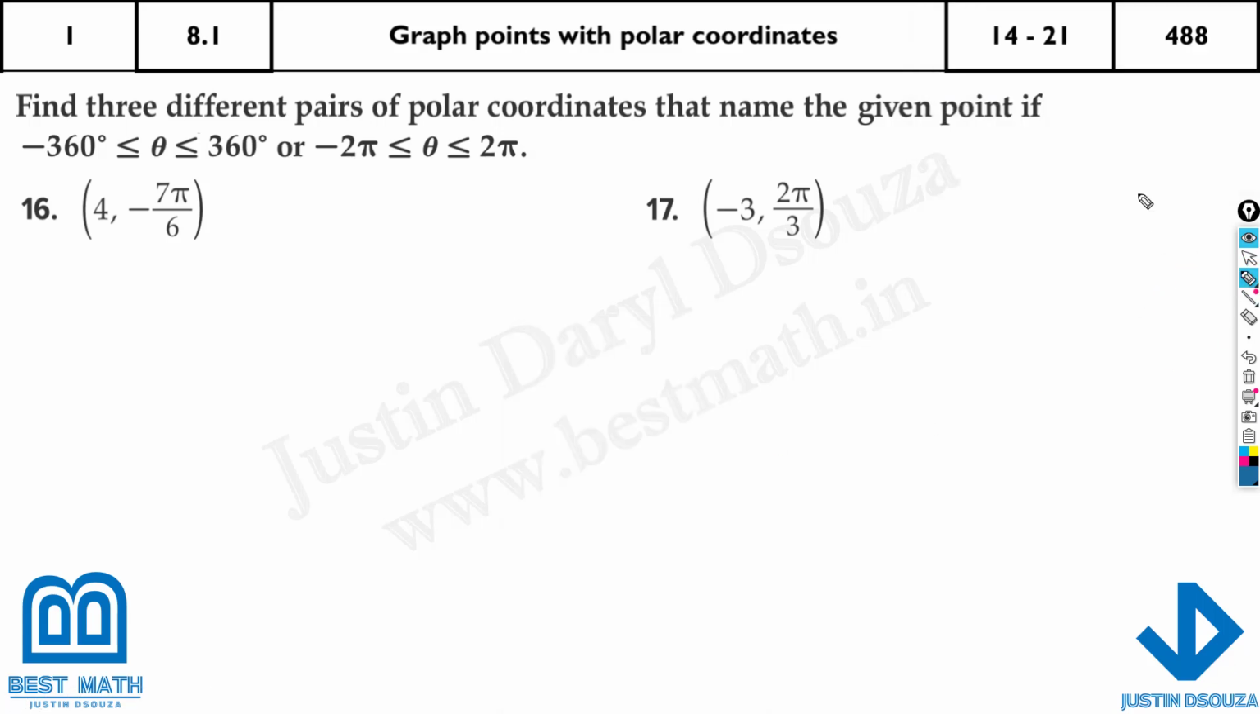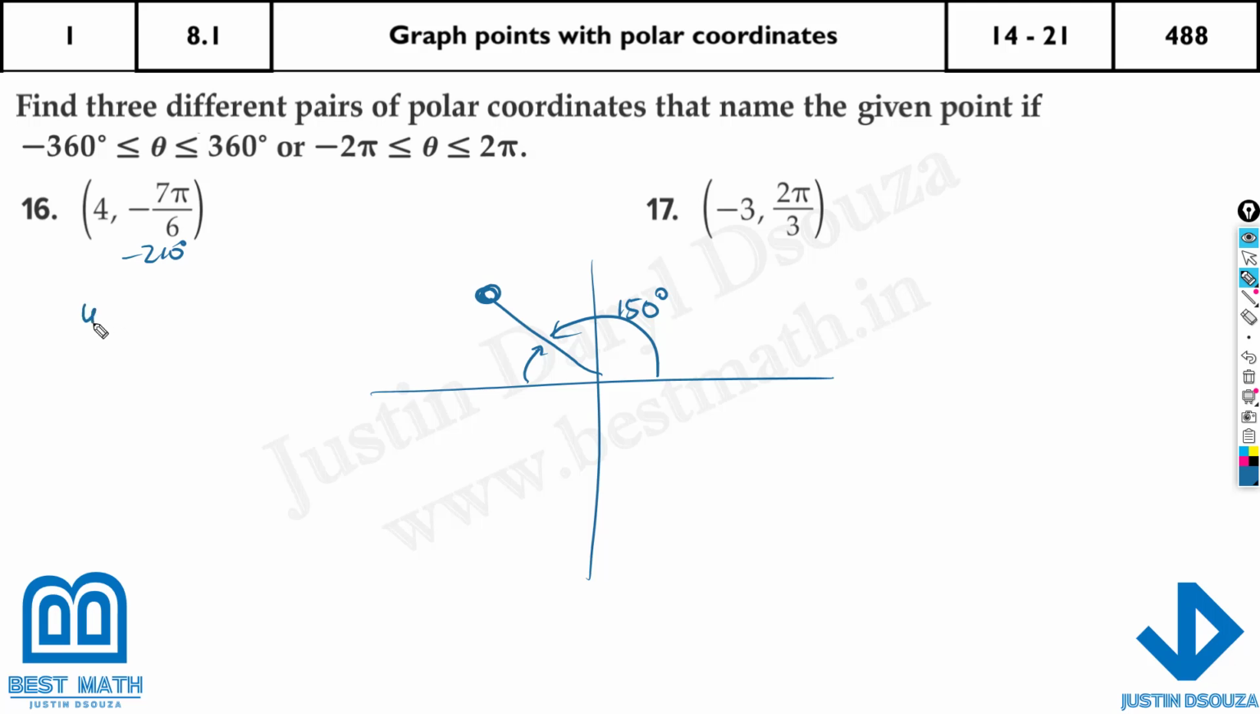It's negative 210. So this is 210 degrees, but minus. So here, minus 210, 90, 180, and 30 over here somewhere. And it's positive 4. So this is the point. Now to go the other side, what you need to do is just add 360 to this. It's going to be 150. So we have 4 comma 150 degrees, that is one more point, 4 comma minus 210.